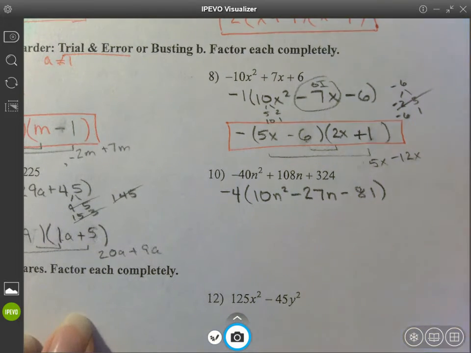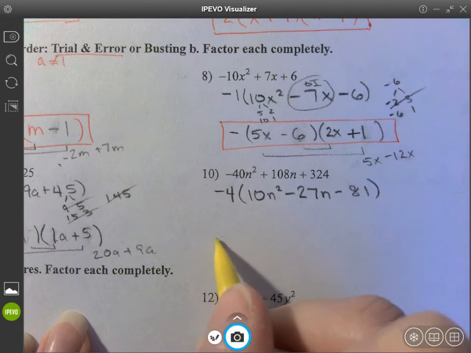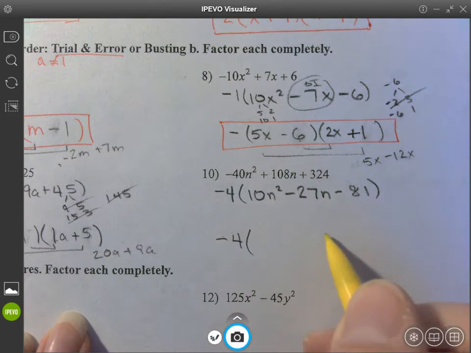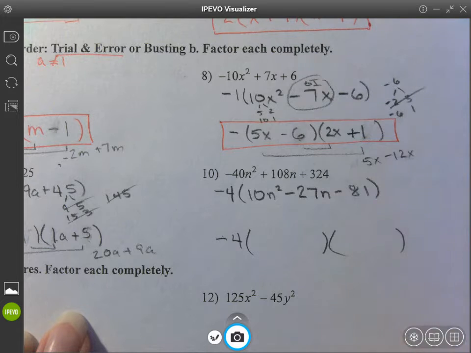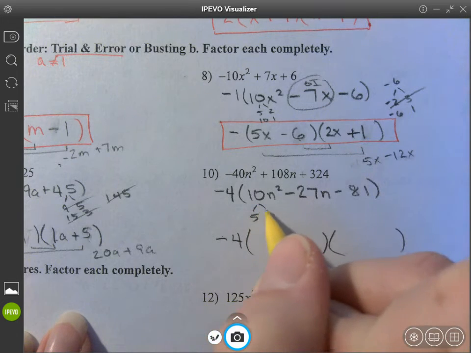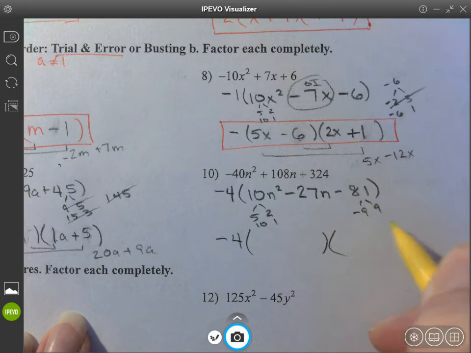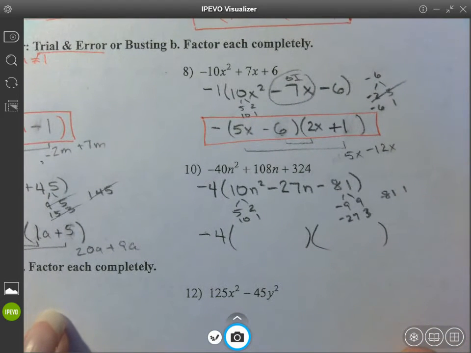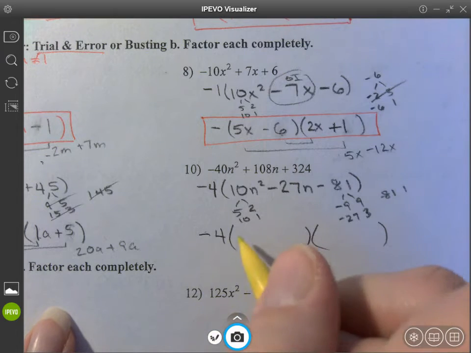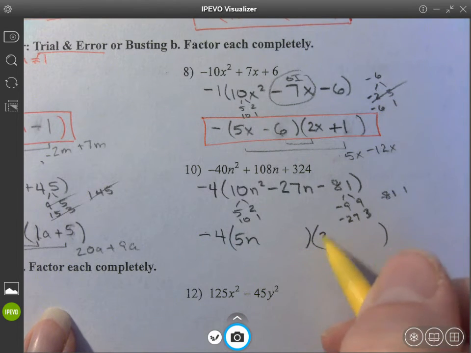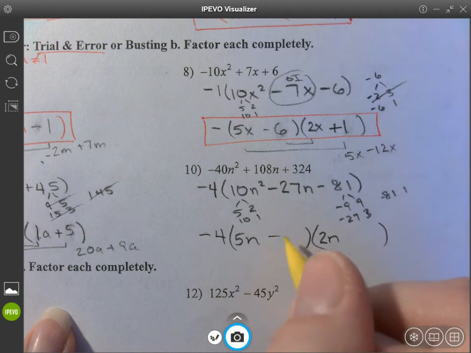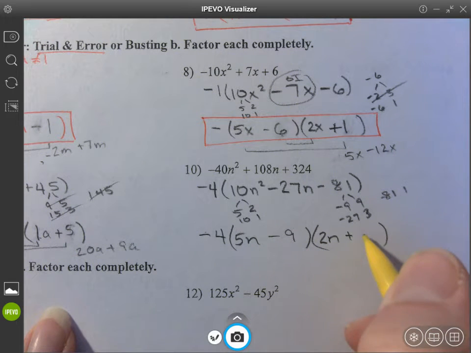Okay, I'll stick with trial and error, but you could use busting bee on any of these. So if I'm doing this 5 and 2, 10 and 1, negative 9 and 9, negative 27 and 3, sorry, and then 81 and 1. But I do need that negative sign. All right, let's start with the 5 and the 2. And let's do the double digits because that's a pretty quick check.